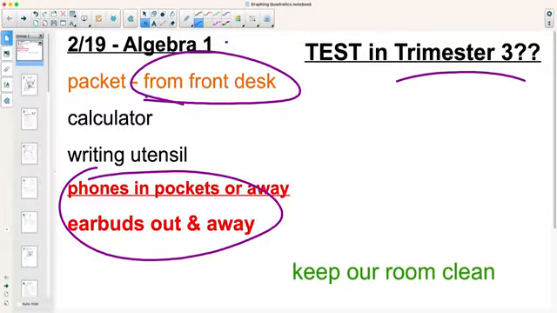The test for this unit, graphing quadratics, is probably going to be in trimester 3. I'm just not 100% sure. So I'll deal with that when I get back.